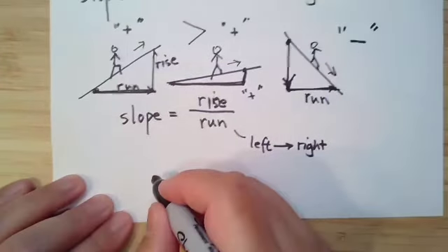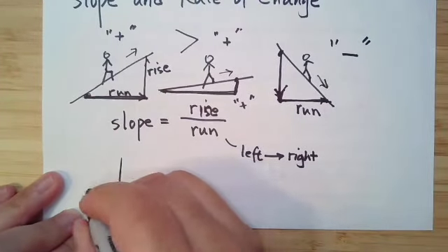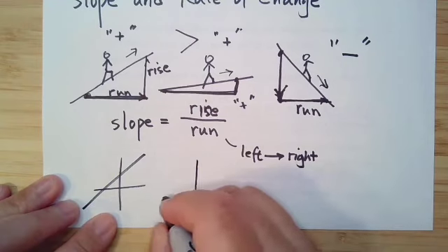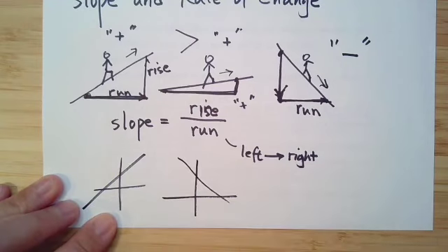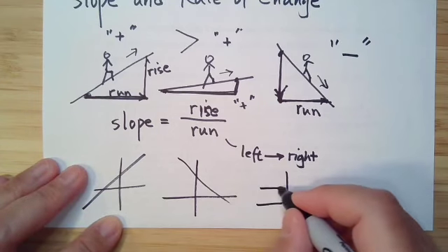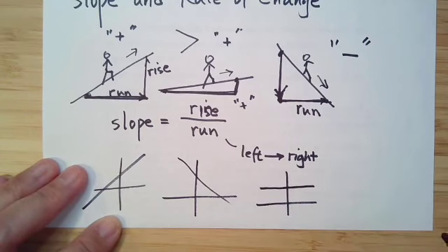So we can see this. If you have a line that looks like this, that has positive slope. If you have a line that looks like this, that has negative slope. And if you have a line that looks like this, a flat line, that means no slope. No, it means a zero slope.